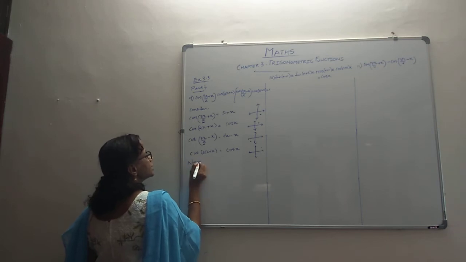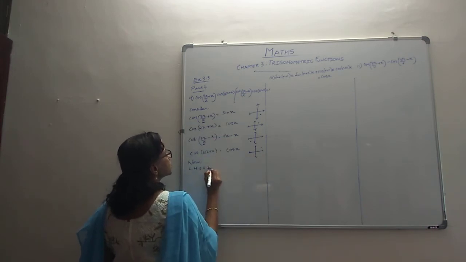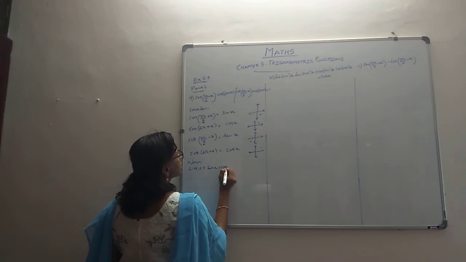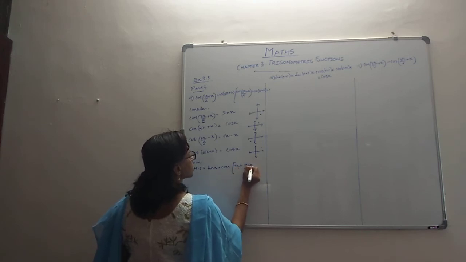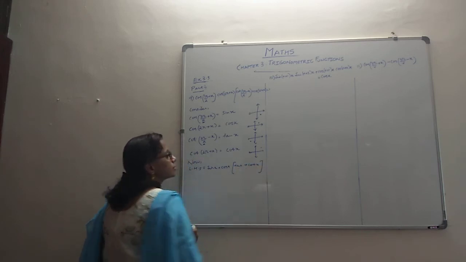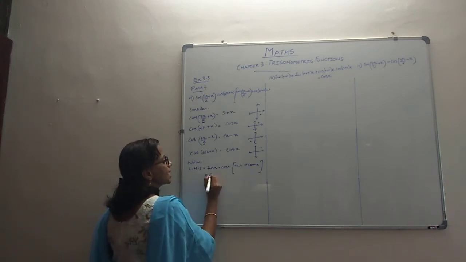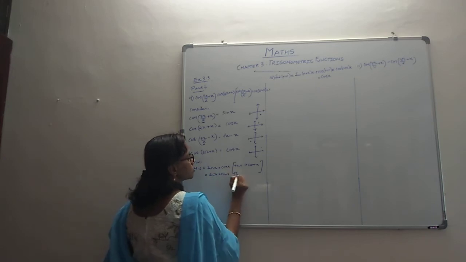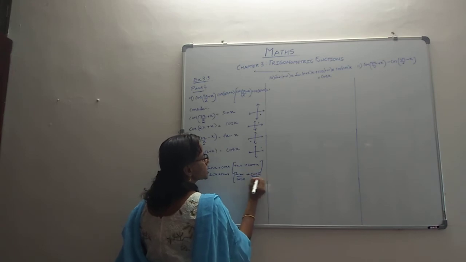Now let's consider the LHS. In the LHS, cos(3π/2 + x) we got as sin x, then cos(2π + x) we got as cos x, and in the bracket we got tan x plus cot x. Let's solve this, maybe that will help us. Writing tan x is like writing sin x by cos x, and writing cot x is like writing cos x by sin x.